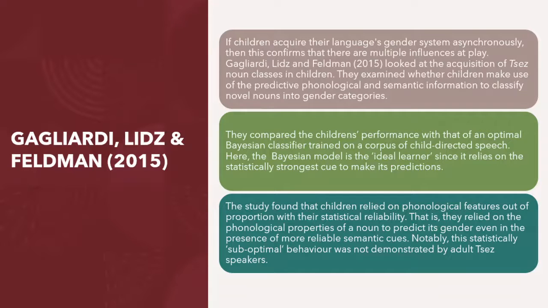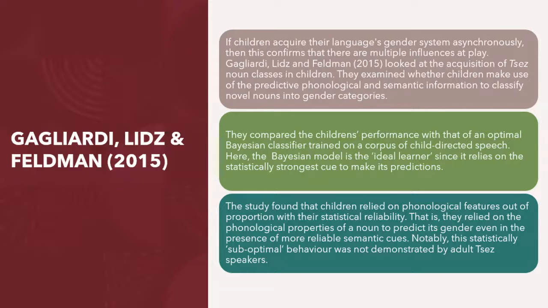This study found that children relied on phonological features out of proportion with their statistical reliability. That is, they relied on the phonological properties of a noun to predict its gender, even in the presence of more reliable semantic cues. Notably, this statistically suboptimal behavior was not demonstrated by adult Tsez speakers.